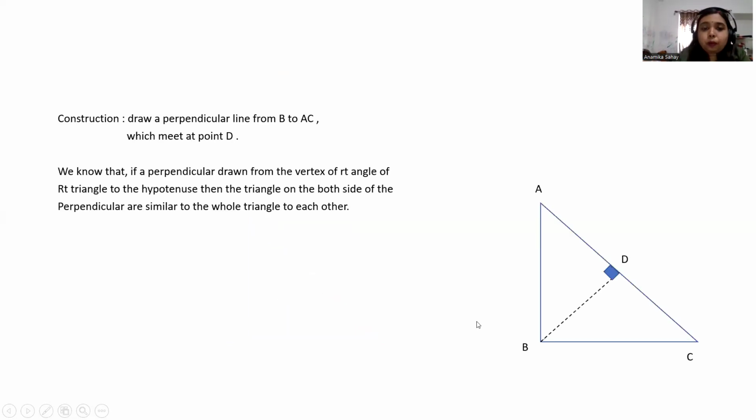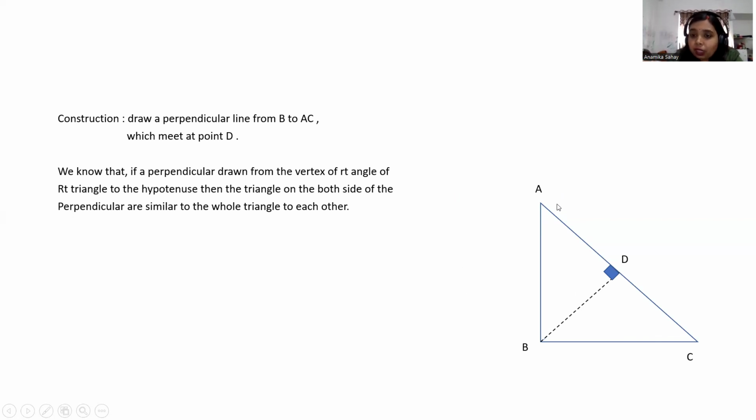If we draw this line, then we get two small right triangles, ABD and BDC. We know that if a perpendicular is drawn from the vertex of the right angle of a right triangle to the hypotenuse, then the triangles on both sides of the perpendicular are similar to the whole triangle and to each other. It means triangle ABD and triangle BDC are both similar to the bigger triangle ABC.